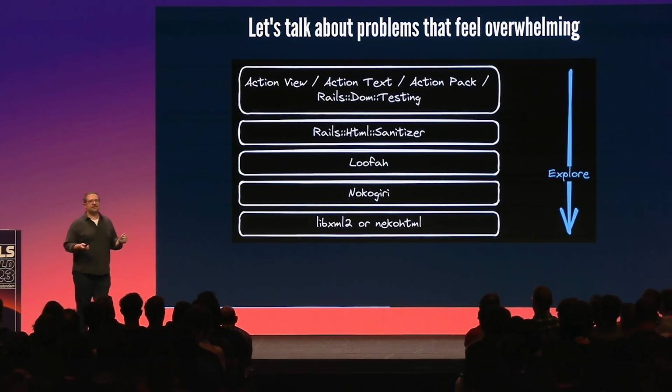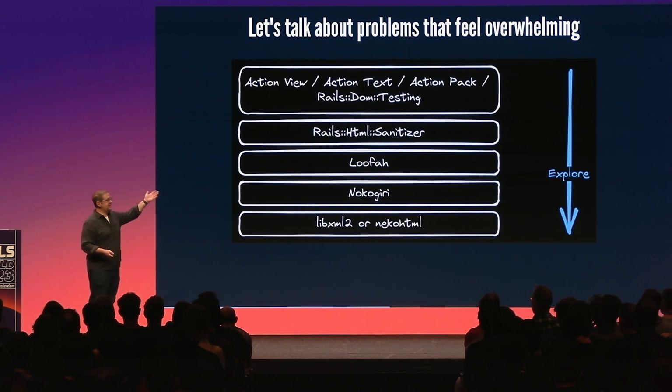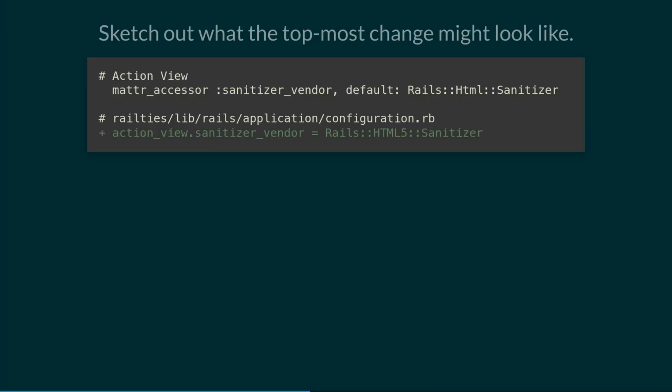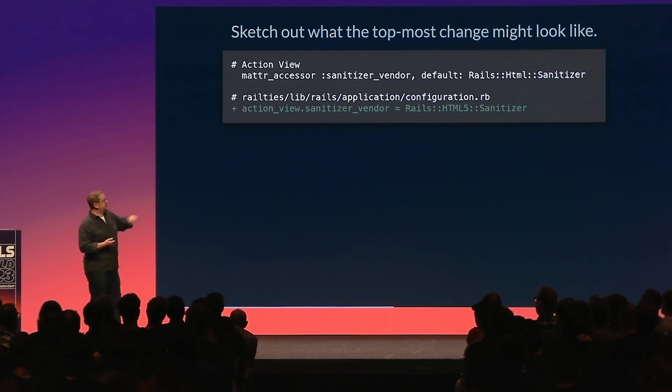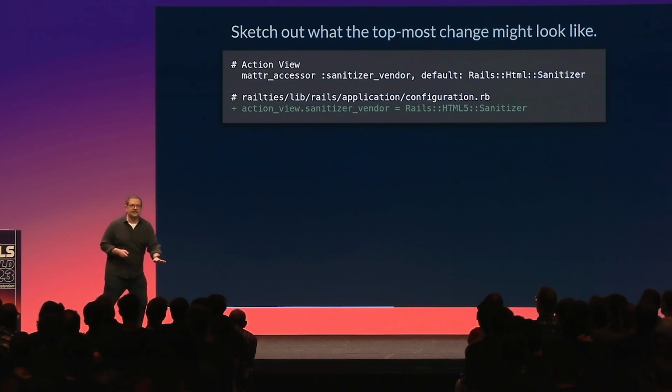What I like to do is outside-in. I start at the top of the stack, and I try to imagine, what does the solution look like on this level? I write a shim, and then I push the stack and I go down to the next level. And that helps me explore what the solution space might look like. So in this case, on the top level, ActionView has an accessor for a vendor that plugs in what you want your sanitizer callbacks to do.